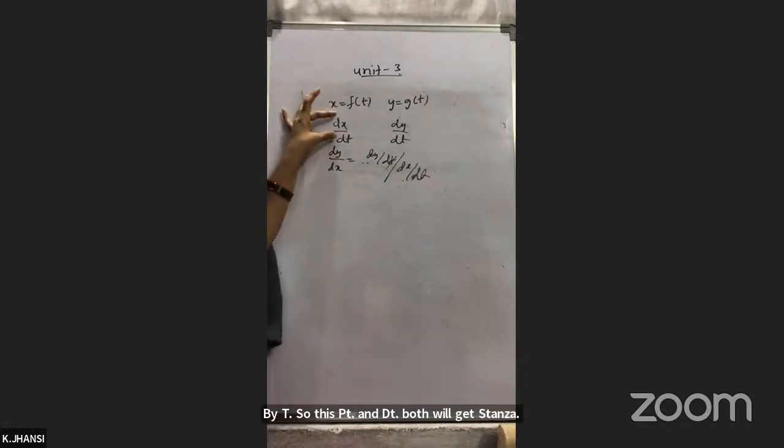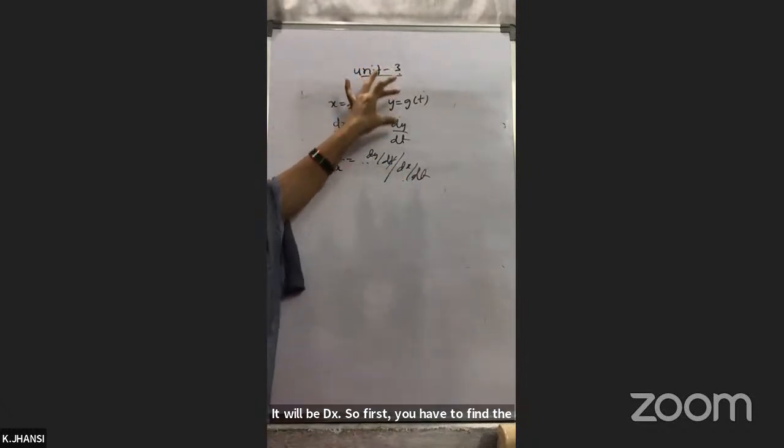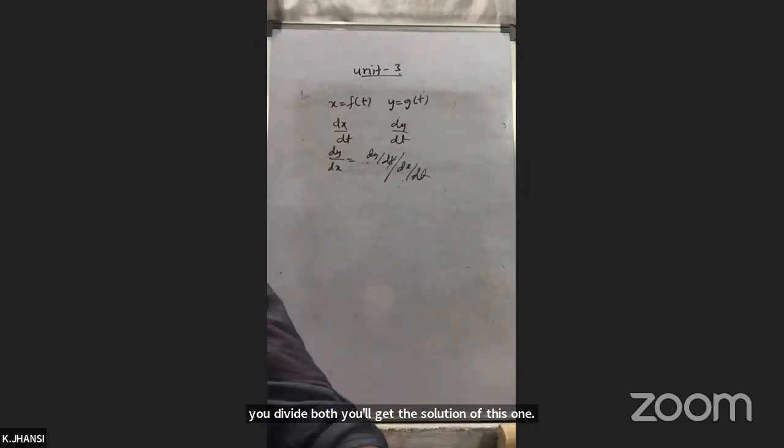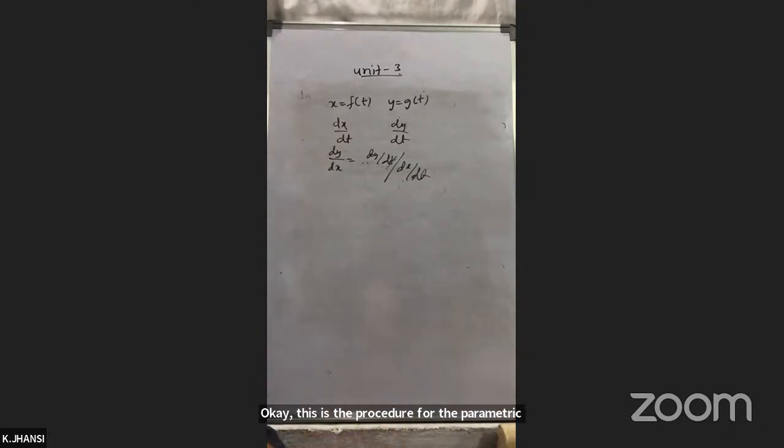So first you have to find the differentiation of x and y separately. Then you divide both, and you will get the solution. Okay. This is the procedure for the parametric differentiation. And this is also only the 5 marks question you will get in this. So we'll see one problem on this.